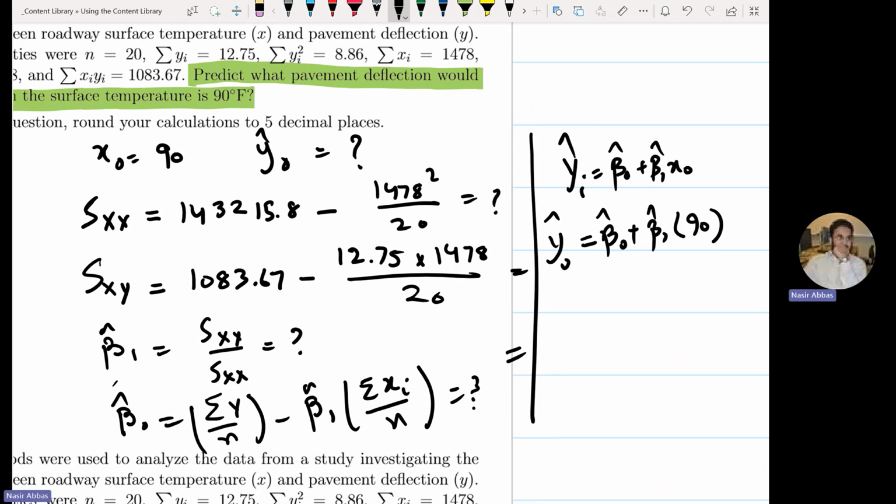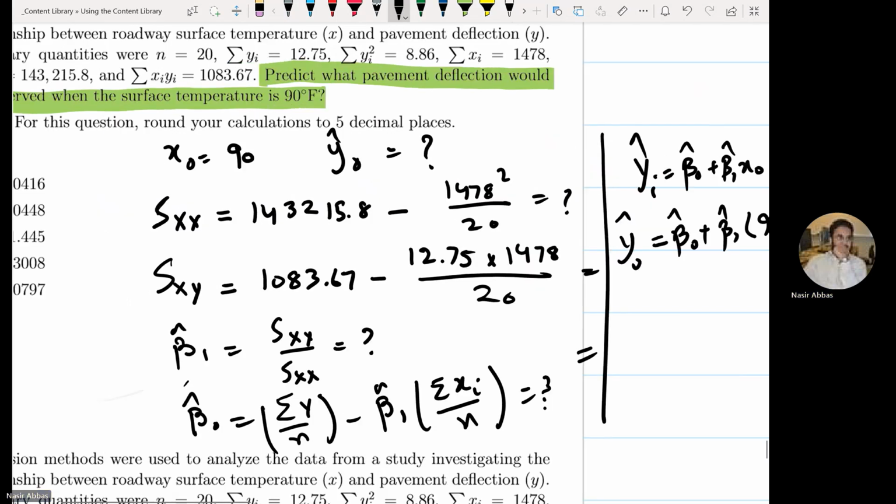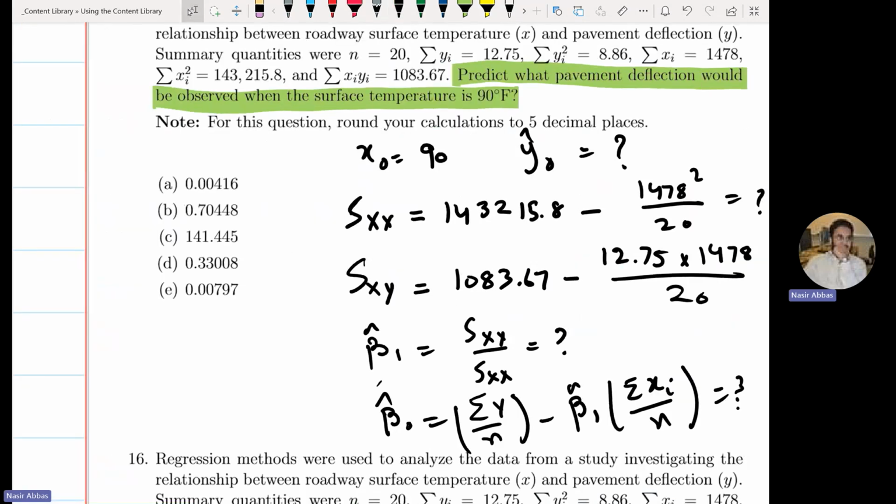So your job in this question was to fit the model, only fit the model. No prediction interval, no confidence interval, no hypothesis testing, no R-square. Just fit the model, get B naught and B1 from the model, and put 90 into the fitted model and get the predicted value. That's it. And it should correspond to one of these choices.